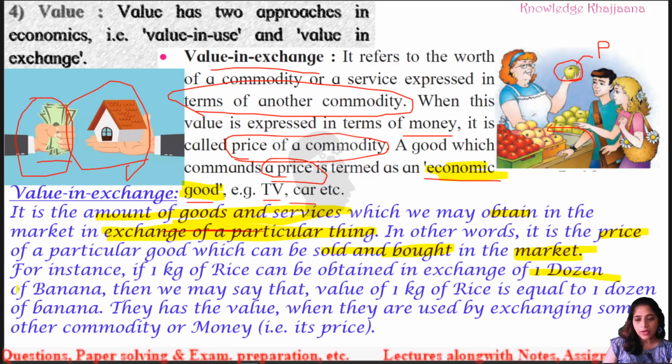Which is the other commodity? 1 dozen bananas. Then we may say that the value of 1 kilogram of rice is equal to 1 dozen bananas, because they have value when they are exchanged for some other commodity or money. That is price. What is value in exchange? It is when commodities are exchanged for some other commodity for their utilization. One house is there for selling, but when you pay for it, some commodity has been exchanged for buying that home. The seller will sell his home and get the money. So there is an exchange of another commodity, and that is called value in exchange.